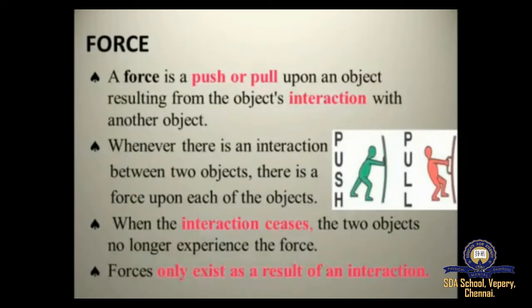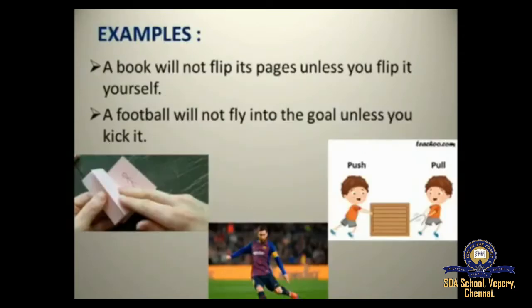When there is an interaction between two objects, there exists a force, and when you bring the interaction to an end, the two objects no longer experience the force. So force only exists as a result of interaction. Students, can you understand that? So force exists only as a result of interaction. We'll see a few examples.